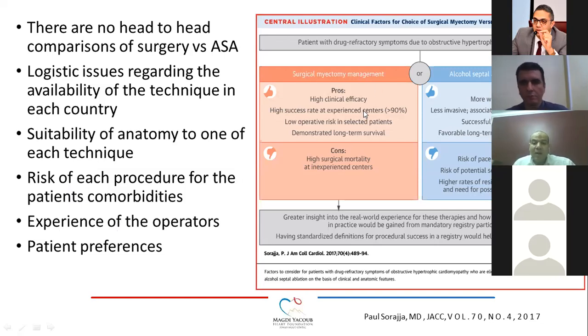And here on the right side, we can illustrate the pros and cons of each intervention. Surgical myectomy has a high clinical efficacy, with a success rate of more than 90% and low operative risk. But on the other hand, it has a high surgical mortality, up to 30% at inexperienced centers. Alcohol septal ablation is more widely available, less invasive, with a short hospital stay, and is successful in 80% of cases, so 20% of cases need re-intervention, and it has less favorable long-term survival in comparison to surgical myectomy. The cons are a risk of 10% of pacemaker dependency after the intervention, the potential scar in a vulnerable myocardium that may induce ventricular tachycardia or VF, and the high rate of residual or recurrent symptoms after the operation that may need re-intervention.